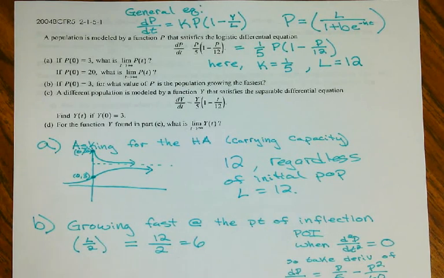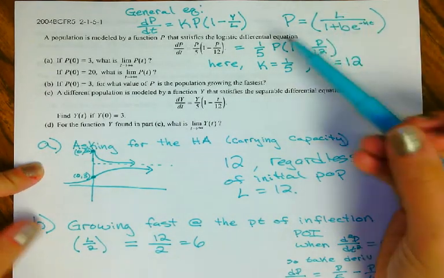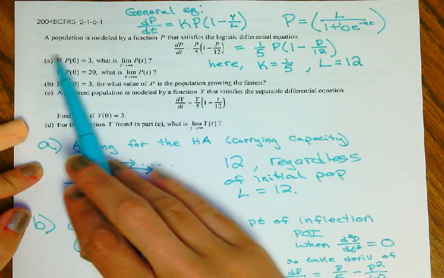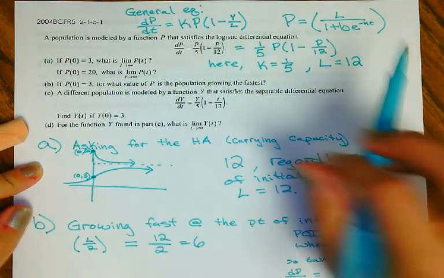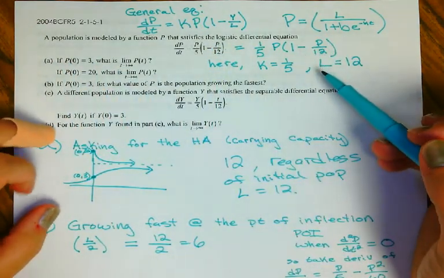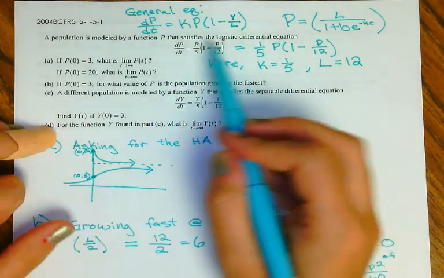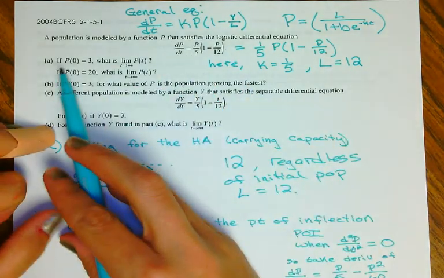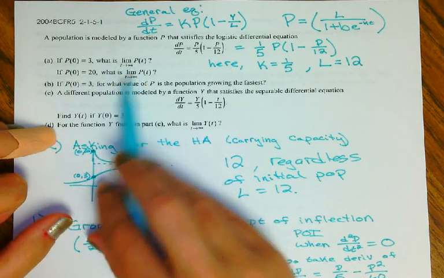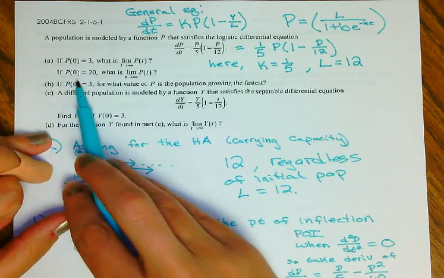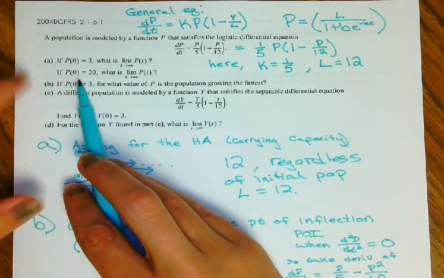Okay, this is the 2004 BC Free Response question. So I'm taking a look at this, and I see it's a population modeled by a logistic differential equation. They give me the differential equation, and then it looks like they're asking me for the limit as t approaches infinity, given two different initial conditions.